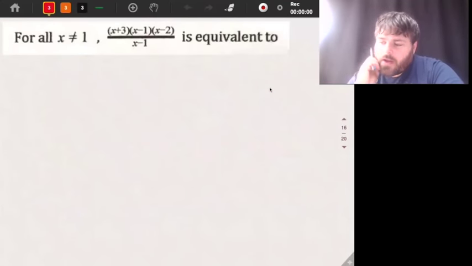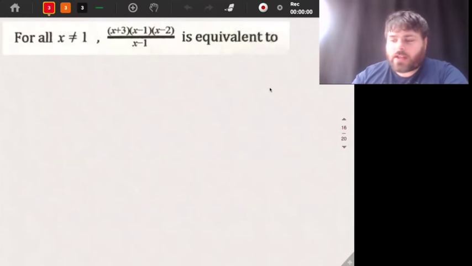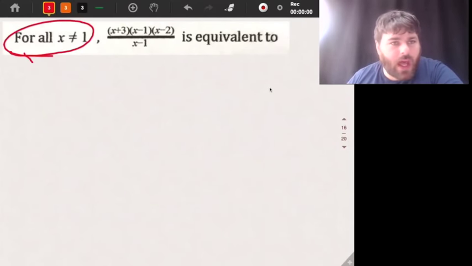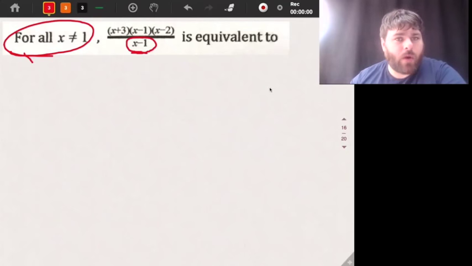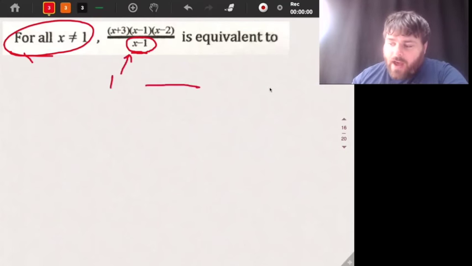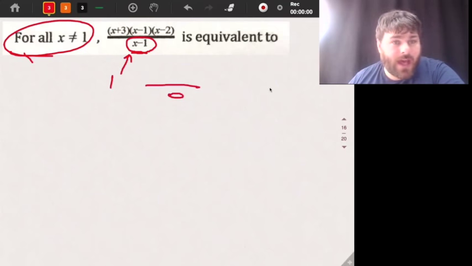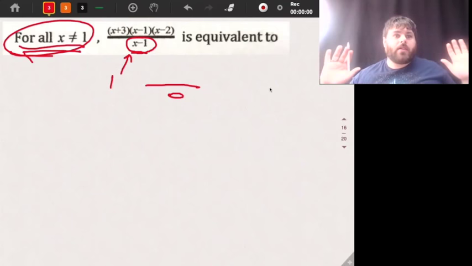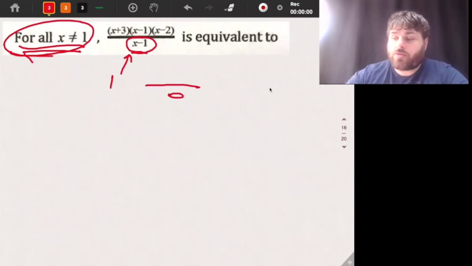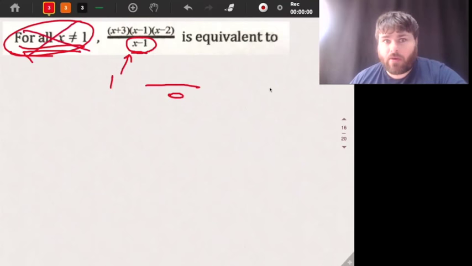All right, for all x not equal to 1. Now look at this, for all x not equal to 1. This is really not important. It's kind of to throw you off a little bit. All it's saying is that because the bottom is x minus 1, x is not allowed to be 1. Because what would 1 minus 1 be if I plugged in a 1 for x? You'd be dividing by 0. Can't do that. So this is just a disclaimer, right? It's like saying, hey, can't sue us if you use x equals 1. You're not allowed to use x equals 1. So don't worry too much about this. This is not really that important.